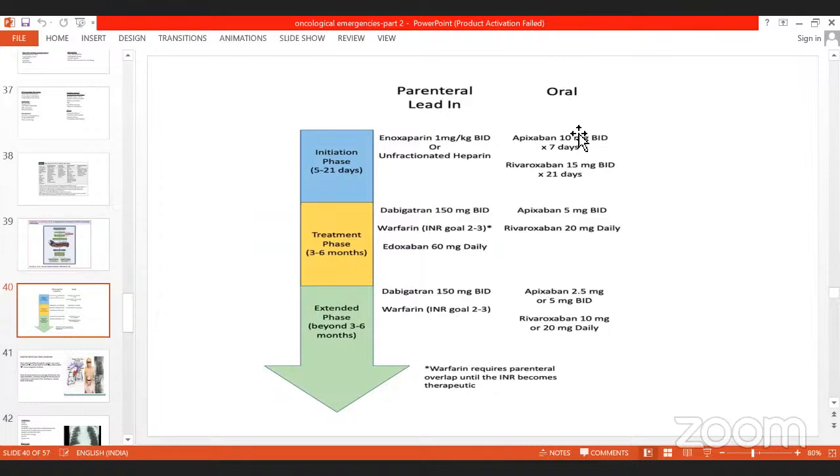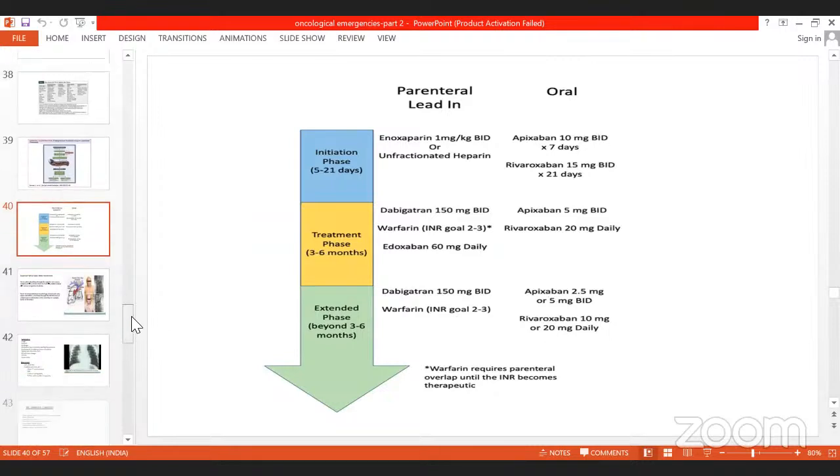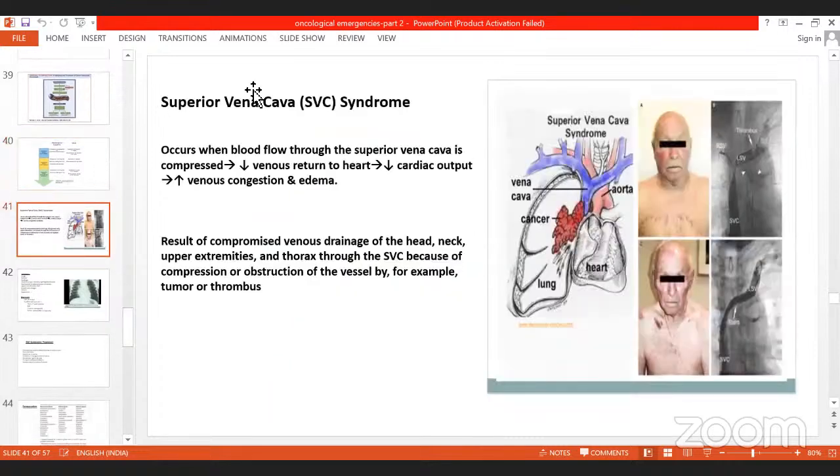These are the doses of the Novaks which we give for VTE. And the next complication which we see is superior vena cava syndrome.